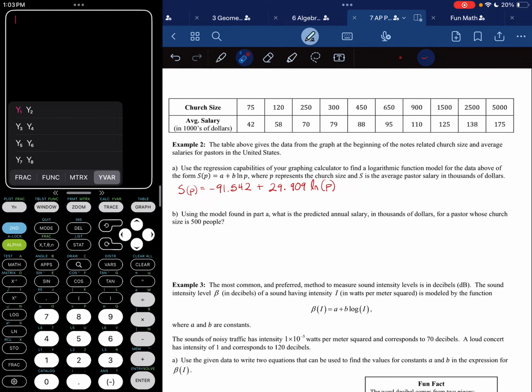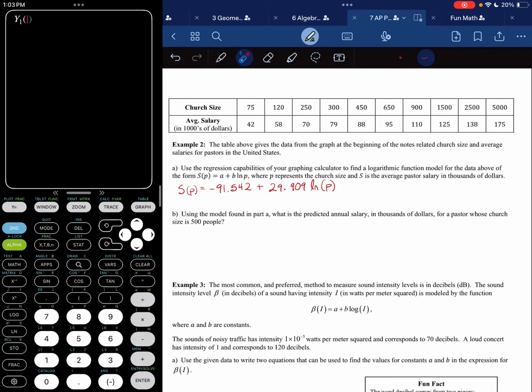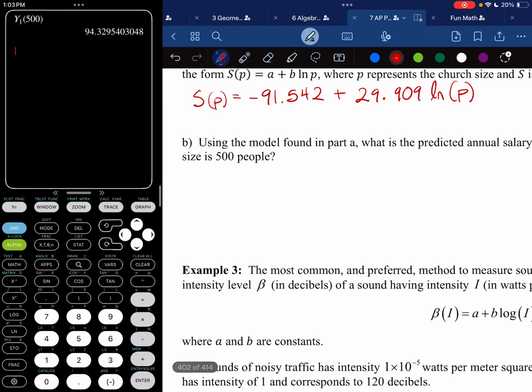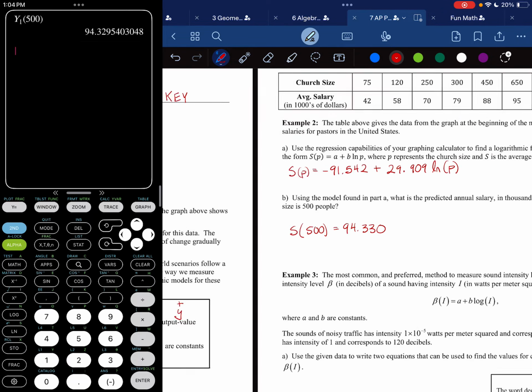I'm going to hit alpha trace y1 and start our parentheses, and we're going to type in 500 as our input. And I'm guessing it's going to be about 90 and, okay, about 94. That's a bit bigger than I thought. Maybe that value was a little bit lower, but okay, that's pretty darn close. It's in the realm. So what I did here is I did S of, and then I plugged in 500. And when I did that, I got 94.3295. I'm just going to put 330 then if I'm rounding.